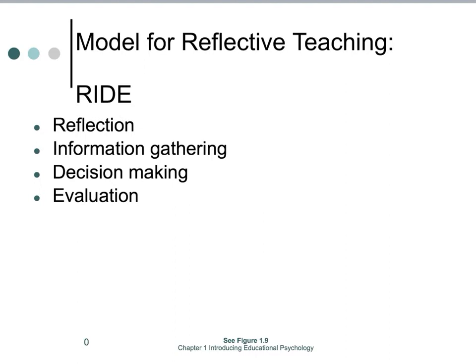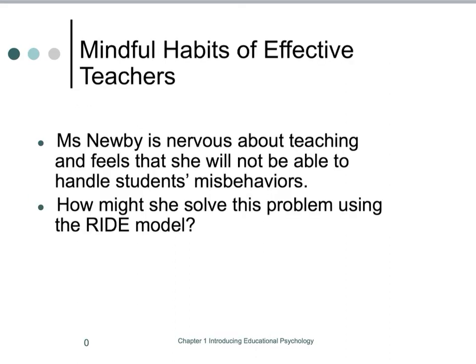So reflection, information gathering, decision making, and evaluation. Here is the example they give you, and this is the one that they analyze on those pages that I just noted. So Mrs. Newby is nervous about teaching and feels that she will not be able to handle student misbehaviors. How might she solve this problem using RIDE? So this is that reflective process of looking at a practice and coming up with some solutions, some decisions, and some evaluation.